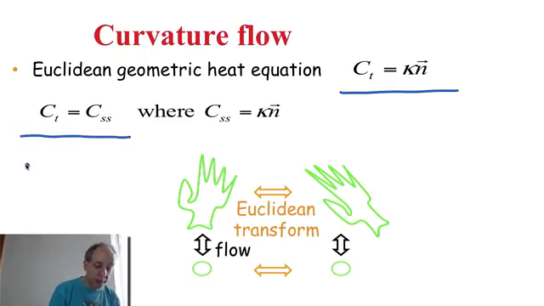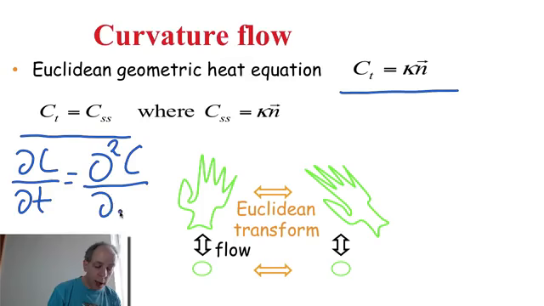So in explicit form, this says that dc/dt is equal to the second derivative of c according to the arc length. It's a very interesting deformation of curves, and first of all, it is Euclidean invariant. Curvature is Euclidean invariant, meaning it's invariant to rotations and translations, and the normal is also Euclidean invariant.